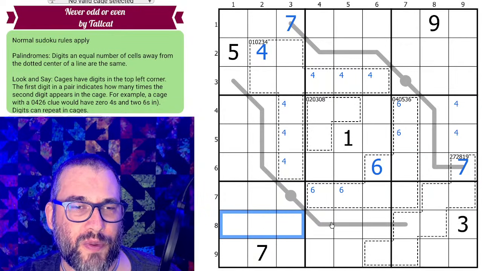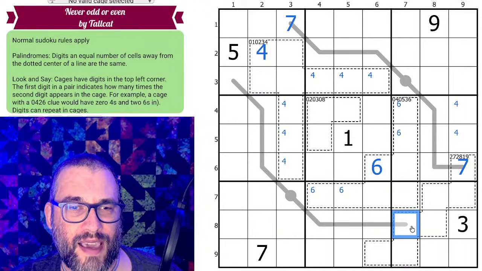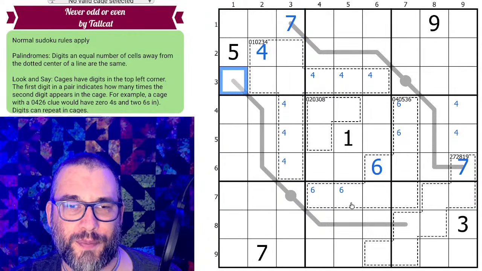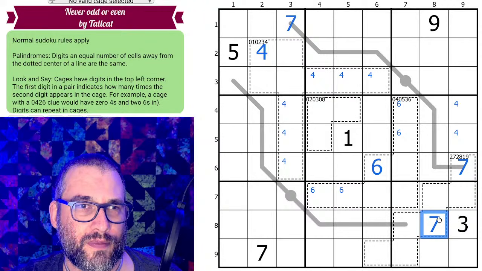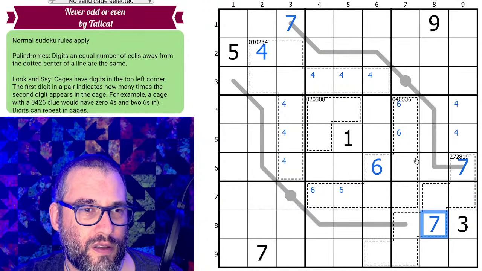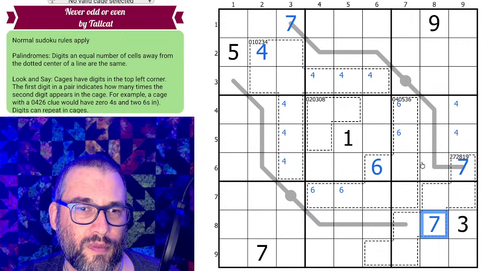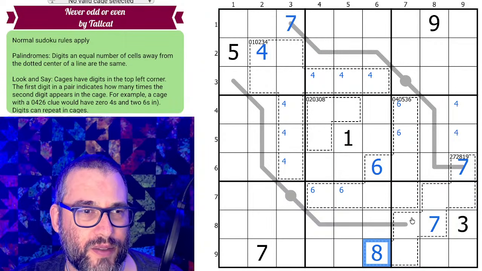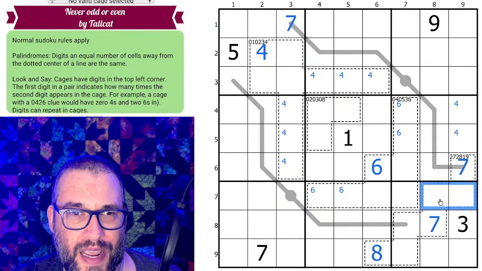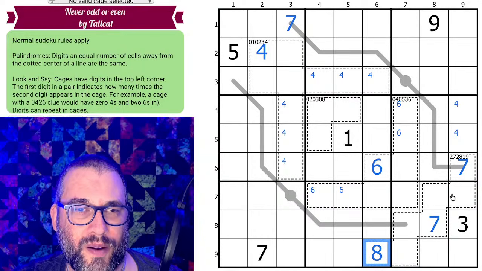It can't go in a box with a 7. Can't go in these cells because that would put it in a column with a 7. It can't go here because that would put it in this box with a 7. So that's just a 7. This is just an 8. Nicholas pointing out that we need 2 8s in this cage, and it can't go here, so one of them is there.